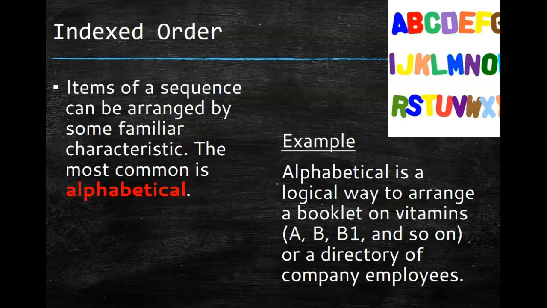This is indexed order. You put them in some kind of sequence. Now, it does say the most common is alphabetical. Sometimes it's numerical. Sometimes it's based on, when you're looking at inventory things, it'll be like a first in, first out inventory. So it's got some kind of sequence that makes sense in what you're doing.